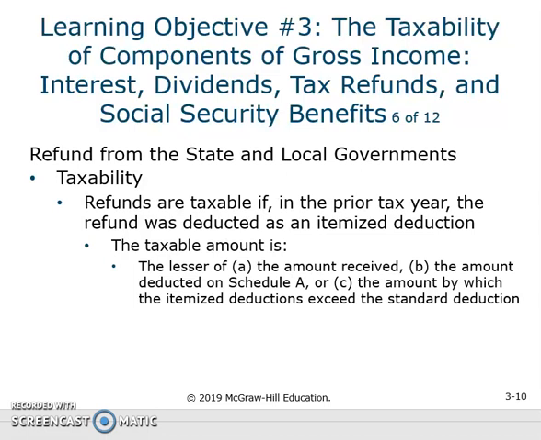If a refund is received from a state or local government and the amount of the refund was used as a deduction for an itemized deduction in a prior tax year, then part of that refund may also need to be claimed as income. The taxable amount of that refund would be the lesser of the amount that was received, or the amount that was deducted on a Schedule A, or the amount by which the itemized deductions exceeded the standard deduction that was allowable for that tax year.